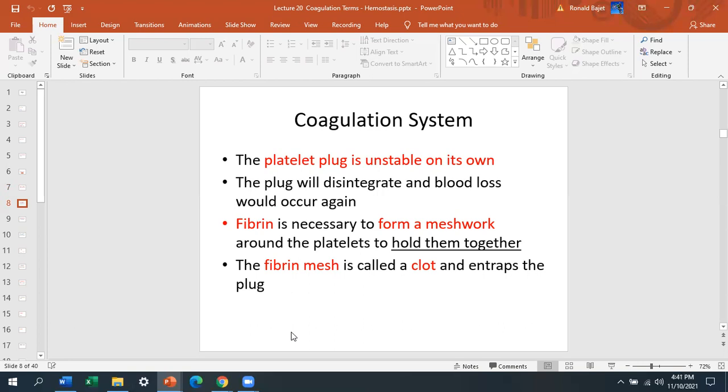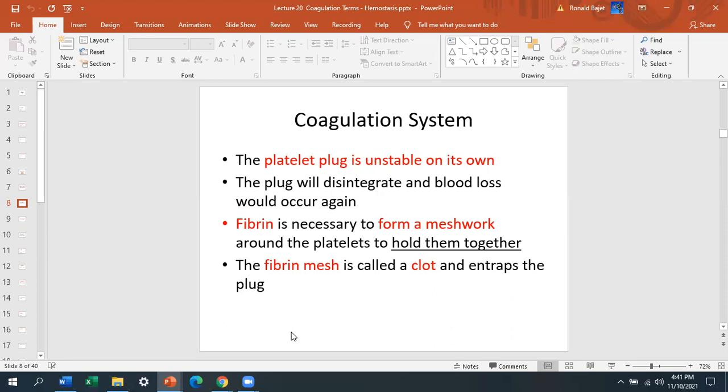So it's a two-step process. The platelets arrive at your injury. They aggregate together to stop the bleeding and form a platelet plug, and the fibrin is necessary to form the meshwork. So where does the fibrin come from? Well, you have the coagulation cascade, what I've been talking about all along. The end product of the coagulation cascade is the fibrin clot, is fibrin. Fibrin is the end product of the coagulation cascade.